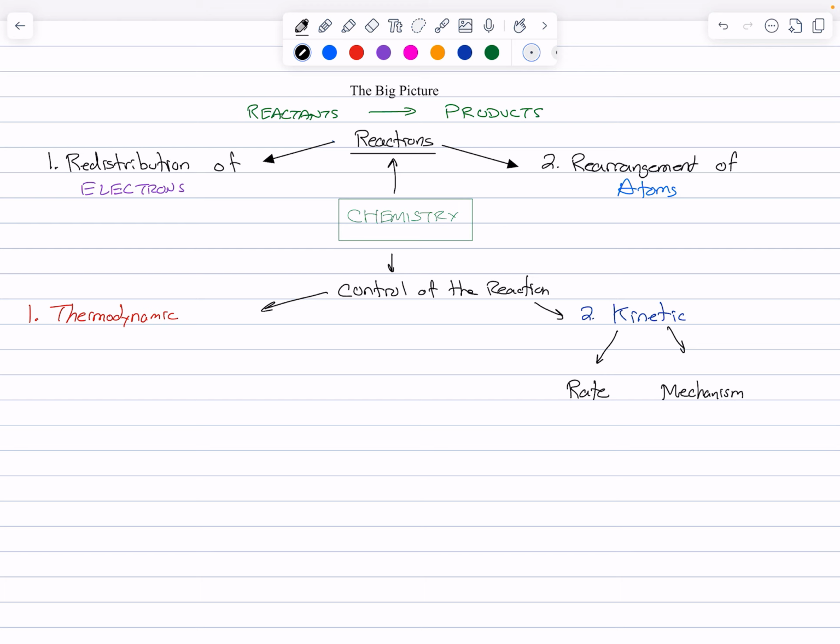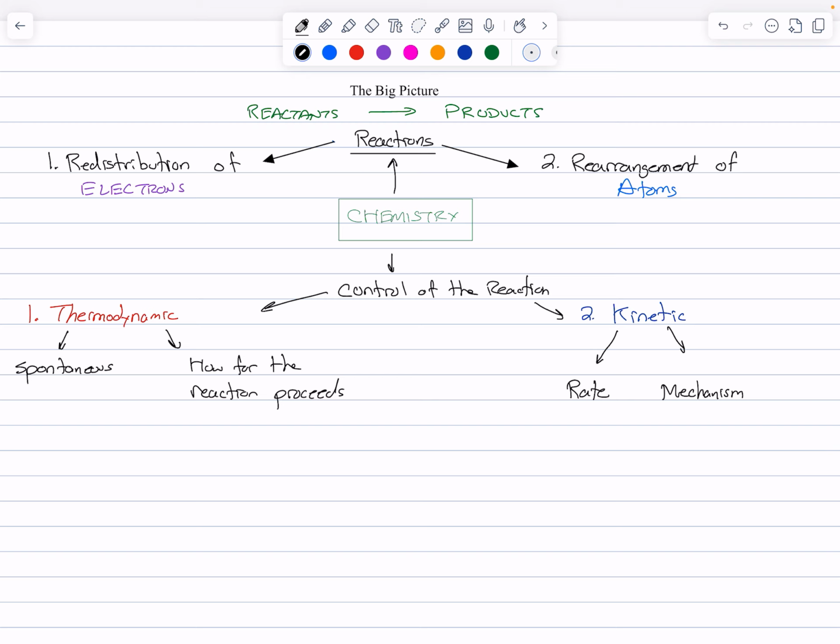The thermodynamic control, there's two things. The thermodynamic control tells us if the reaction is spontaneous. And it tells us how far the reaction proceeds. So does it go to completion? Does only half of it react? Does all of it react? How much product are we going to make? Is the reaction spontaneous? Is it going to happen?